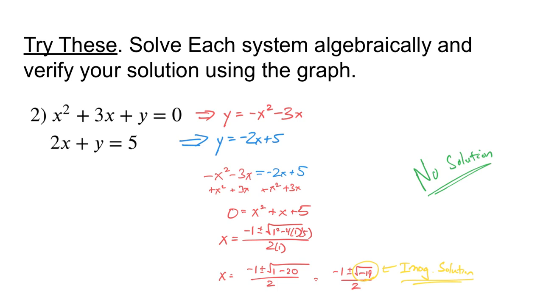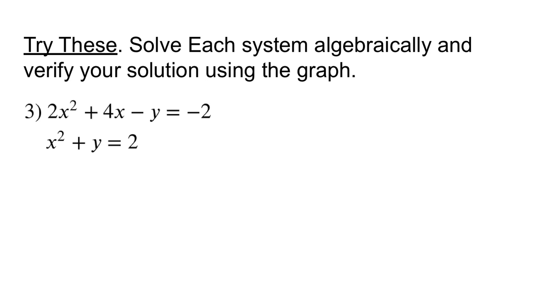And again, take time right now to verify in Desmos what you actually see when you type in these 2 equations. You will see that they do not, in fact, intersect. And finally, our last one, number 3, 2x squared plus 4x minus y equals negative 2, and x squared plus y is equal to 2. These 2 parabolas, these 2 quadratic equations. Again, we're going to set them equal to y, make them in the form y equals, and then set them equal to each other.